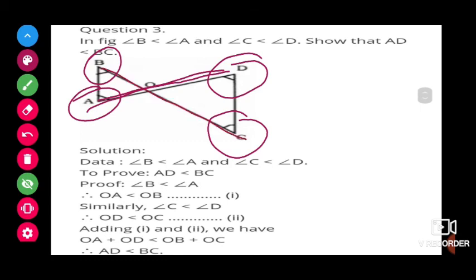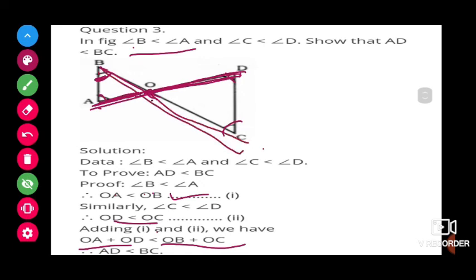Here also, children, if angle B is less than angle A, it means automatically the side opposite to the smaller angle will be less than the side opposite to the larger angle. So the side opposite to angle B is AO, which is less than BO. Why? Because angle B is less than angle A. So AO will be less than OB.